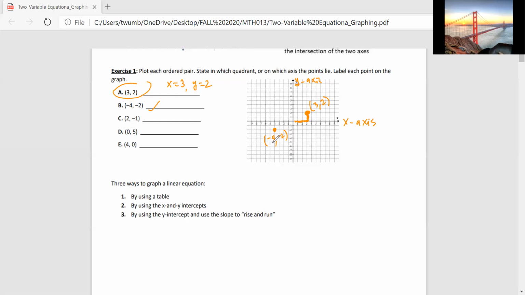Now this system, like I said, enables us to graph points, join the points, and we can form a graph of an equation, a function, whatever you like. We can do this by way of a table. We can do this by way of what we call the x and y intercepts, and then we can do this by y-intercept, again by way of the slope, where we were talking about the rise and the run. Let's go a little bit up.